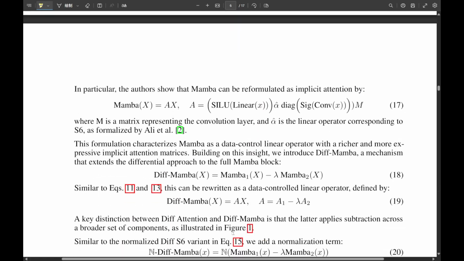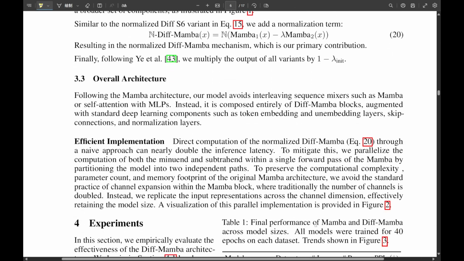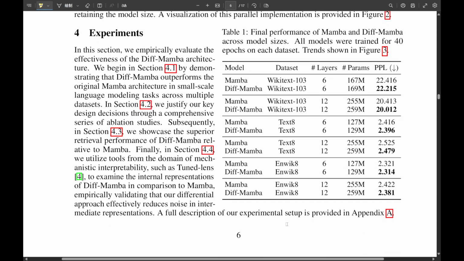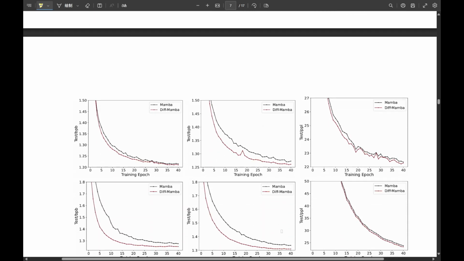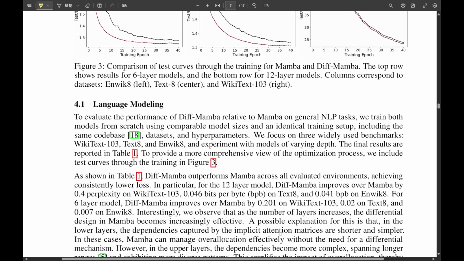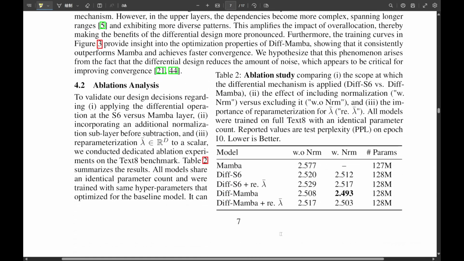First, comparing diff Mamba, full block subtraction, against the initial diff S6 idea, just S6 subtraction. Diff Mamba significantly outperformed diff S6. That confirmed their aha moment. The whole block was indeed the right level to apply the differential idea.